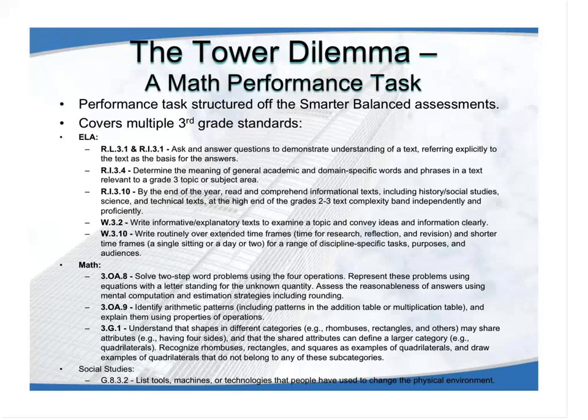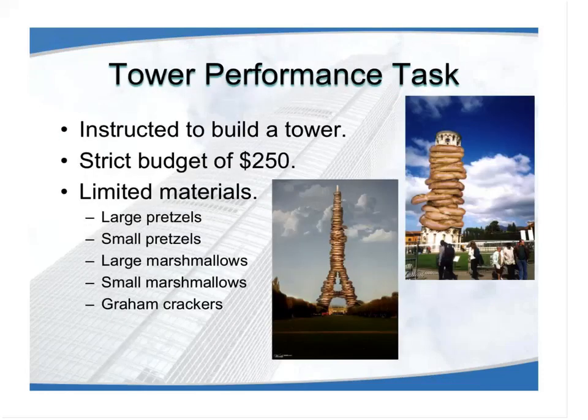So what we do for this one for example, it's the tower dilemma. So kids have to create essentially a tower. And the instructions are a lot longer than this, but they have to build a tower in their collaborative groups, and we use heterogeneous groupings. They have a strict budget of $250. They don't actually have money, it's just a math process. And they're only given 5 items: large pretzels, small pretzels, large marshmallows, small marshmallows, and graham crackers. And that's basically the only instruction. Everything else is they have to figure it out on their own.